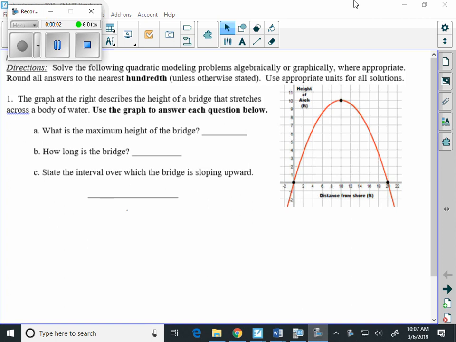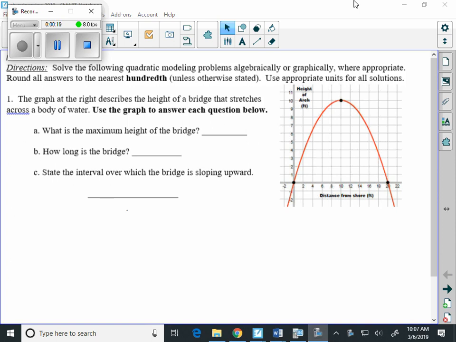Solve the following quadratic modeling problems, algebraically or graphically, where appropriate. Round out answers to the nearest hundredth, unless otherwise stated. And by the way, hundredth is 2 decimal spaces. Use appropriate units for all solutions.